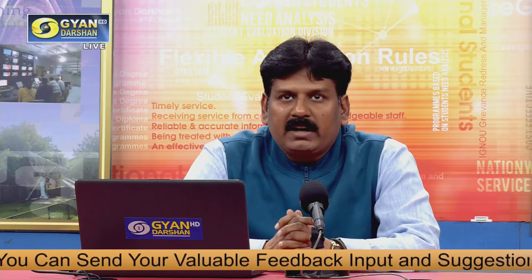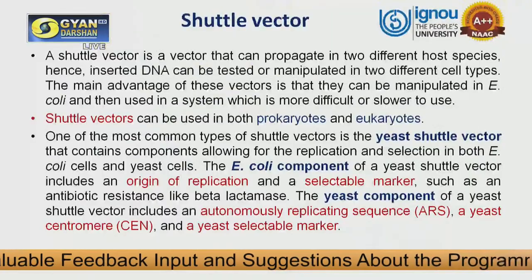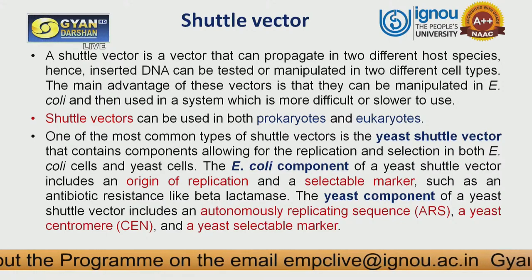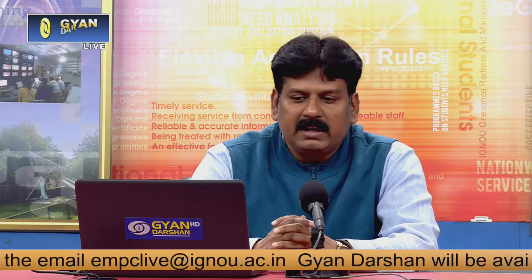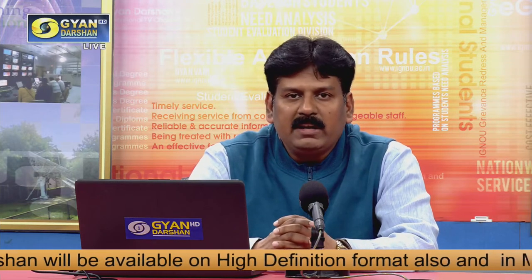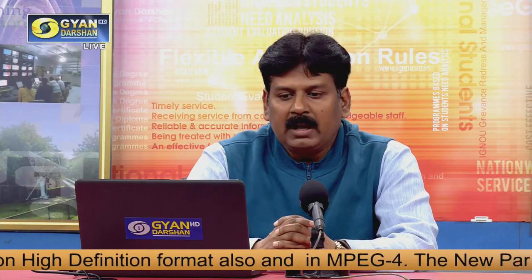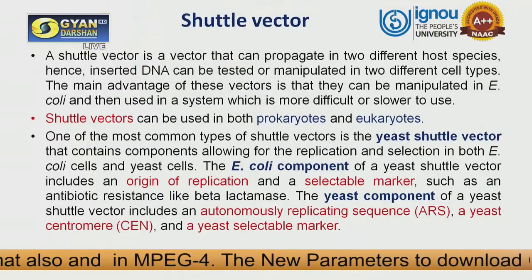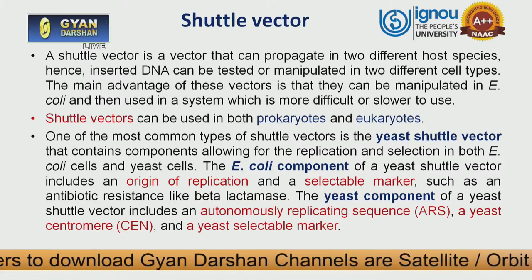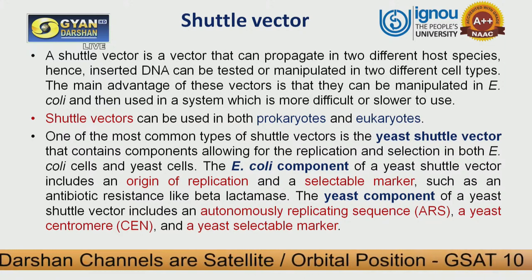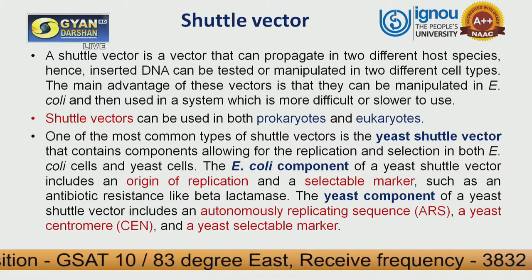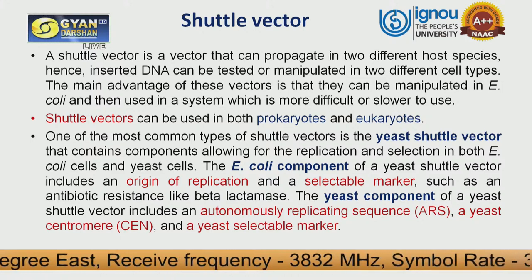Now comes another vector, which is called the shuttle vector. Like the well-known word shuttlecock in badminton, it goes from one place to another and comes back. So here a vector is also known as a shuttle vector. Why do we need these shuttle vectors? Let's discuss the same. A shuttle vector is a vector that can propagate in two different host species, meaning it can work very well in a prokaryotic system, or it can also work in a eukaryotic system. Hence, the inserted DNA can be tested or manipulated in two different cell types.